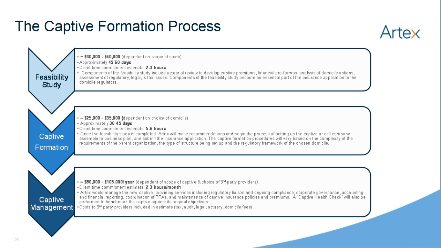But once you've got your captive set up, you're writing the coverage, you've got it funded, then we're into the management phase of that. So you're operating an entity on a year-to-year basis, and the premiums are paid in. And from those premiums, claims are paid out. But the captive also has its own expenses that are going to come out of the premium as well. And we usually estimate about $80,000 to $105,000, somewhere around that, in terms of the price per year.